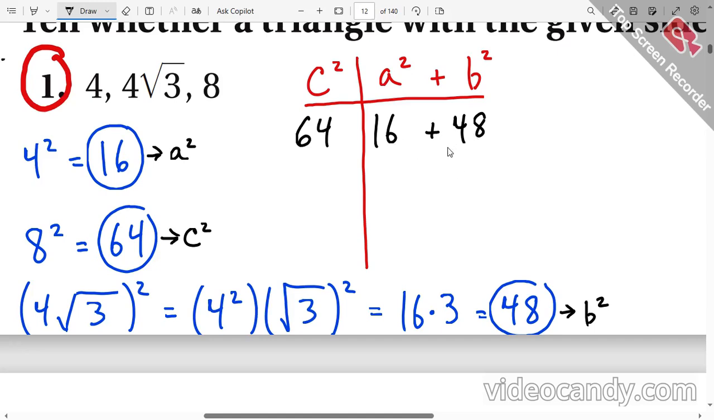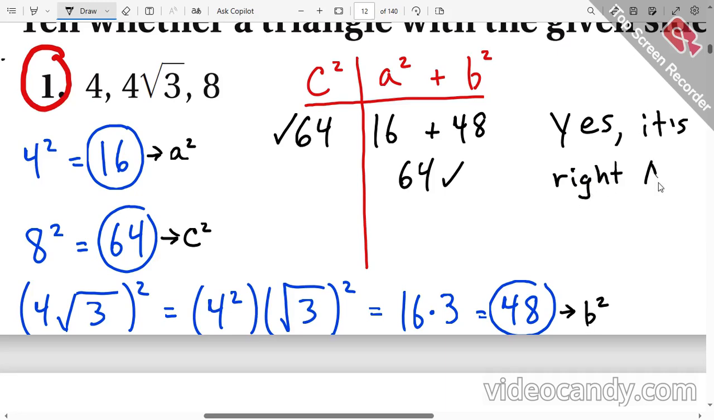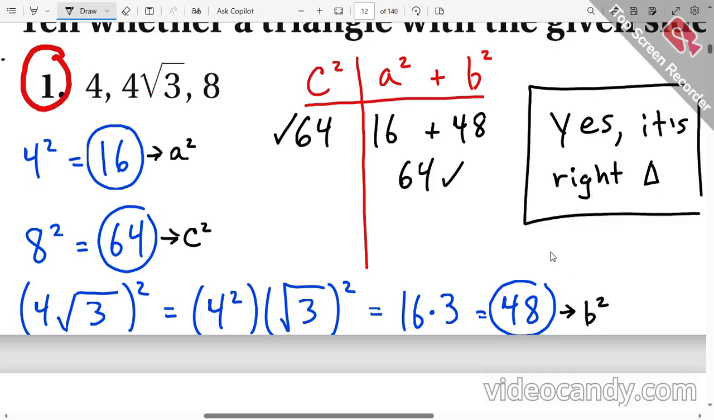16 plus 48, that's 64. So once again, it checks out. And the answer is yes. It is a right triangle. All right, and that's because C squared equals A squared plus B squared.